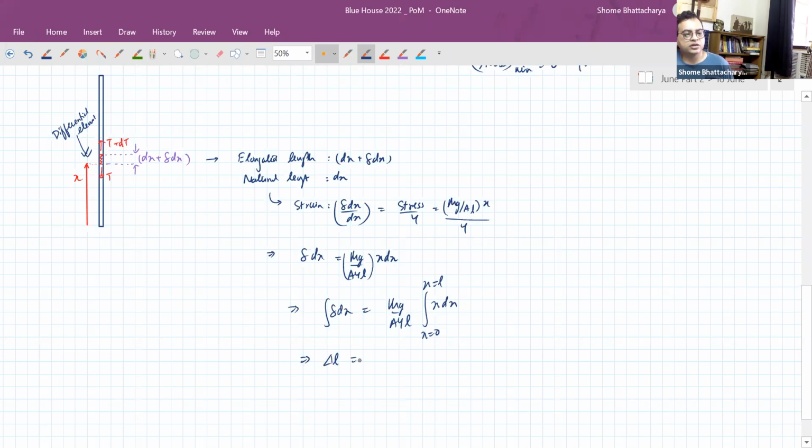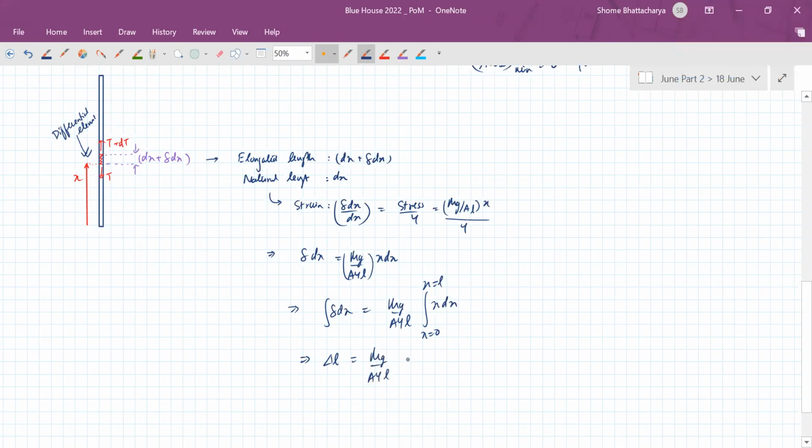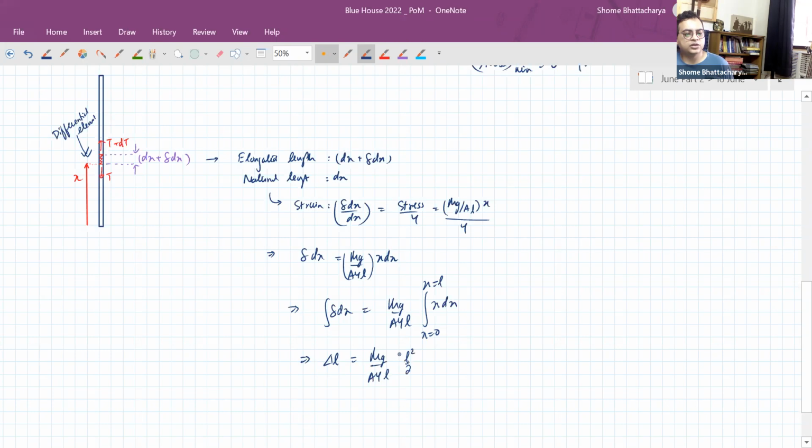This is the elongation of a small element. So integrating the elongation of the small element, the summation for all these elements will give us the net change in length delta L. Okay. So this will become L square by 2 on putting the limits. You can see that is the elongation.